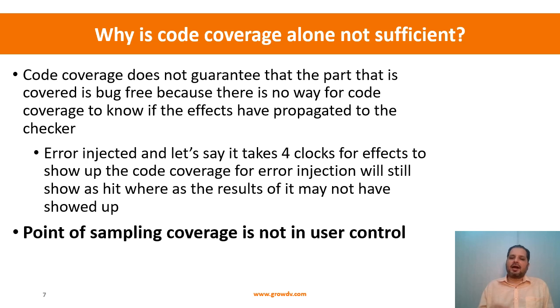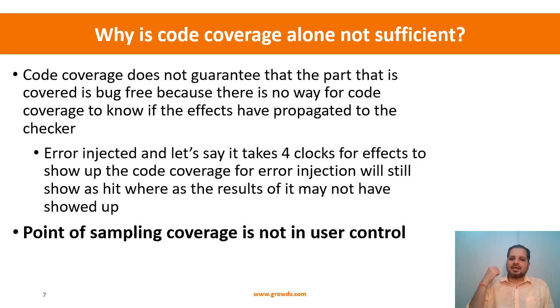It is sampling before, and hence there exists a small possibility that it could lead to a false positive type of coverage. So that is the main point, that the point of sampling the coverage is not in user control. Something just gets exercised and then it just gets sampled, whereas when you contrast that with the functional coverage, which we will look at eventually, in the functional coverage we have control on the point of when we sample the coverage.